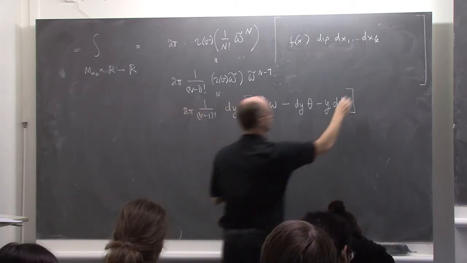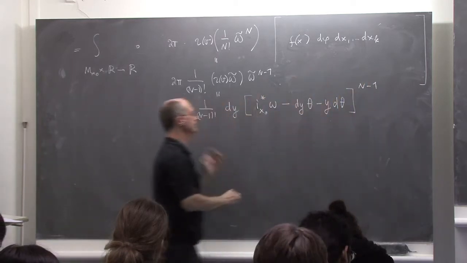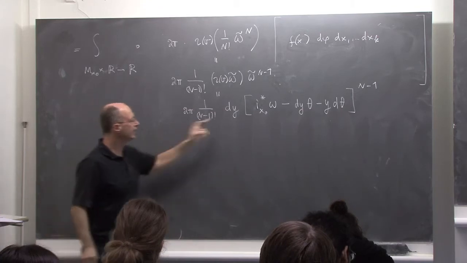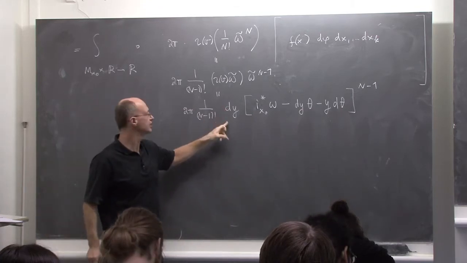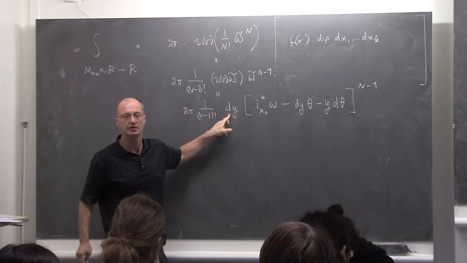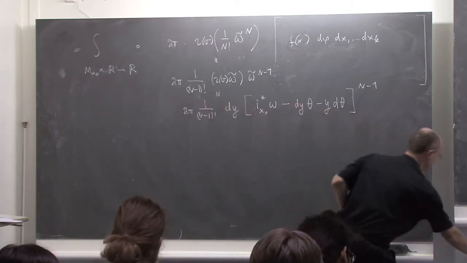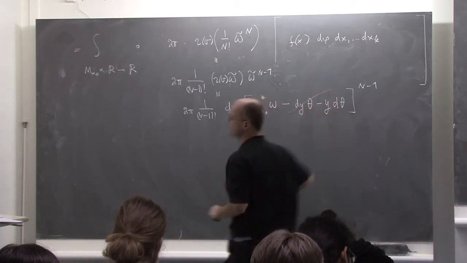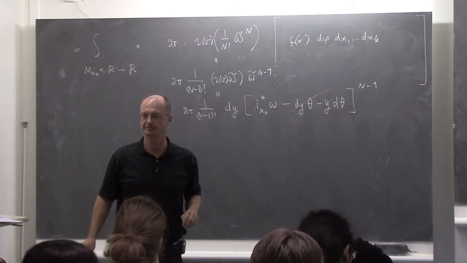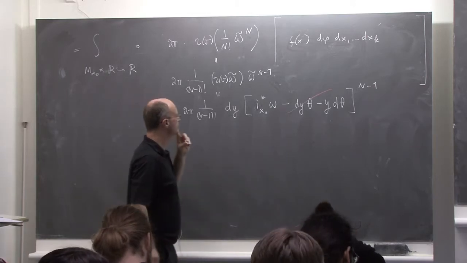To the power n minus 1, sorry. Now, a simple observation. Since we already have here dy, we no longer need any more dy's. So this guy, we can simply forget. Right?